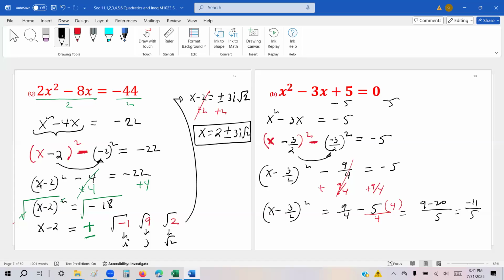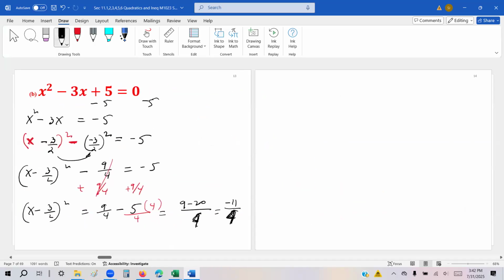Five on the numerator, and our denominator is 4, so you want one denominator. That has to be the LCM. Why is it 5? No, it's 4. Sorry, I meant 4. Thank you. I don't have space, so let me do it here. (x minus 3/2) squared is negative 11 over 4.